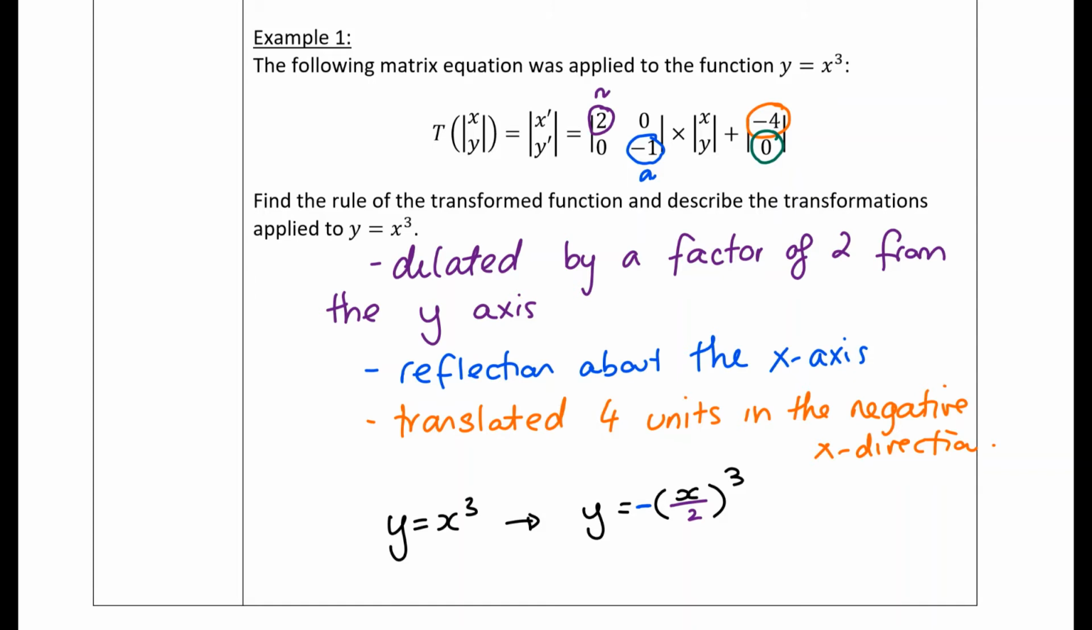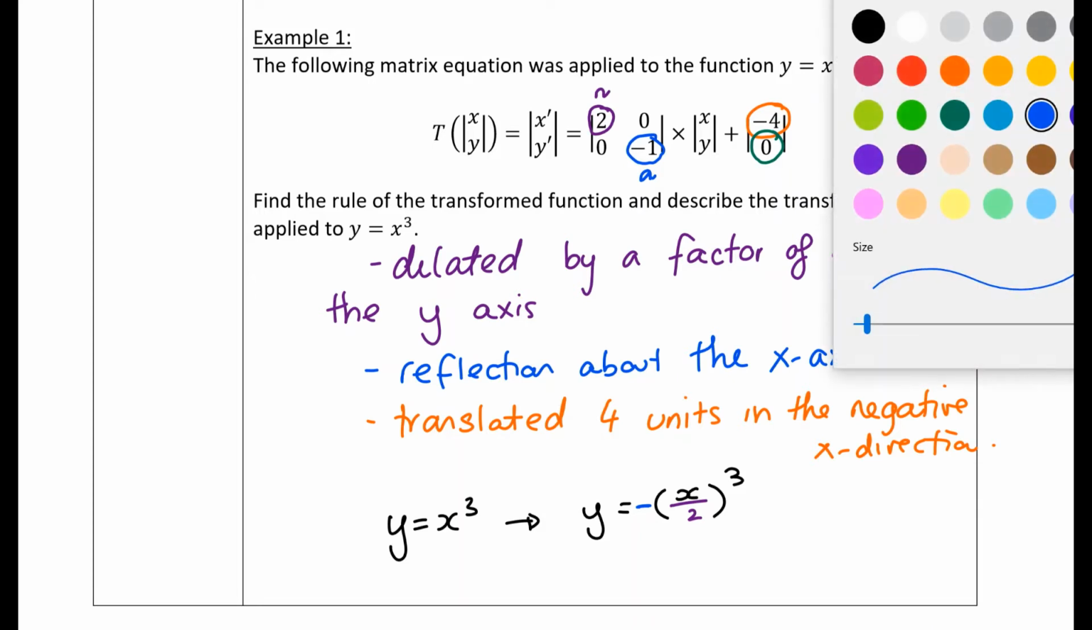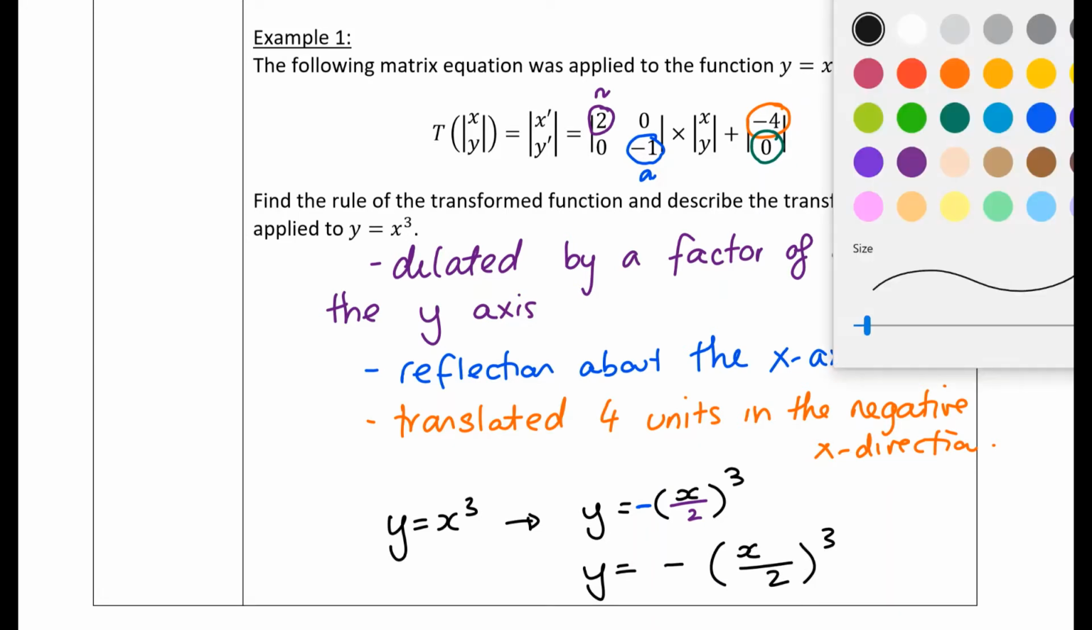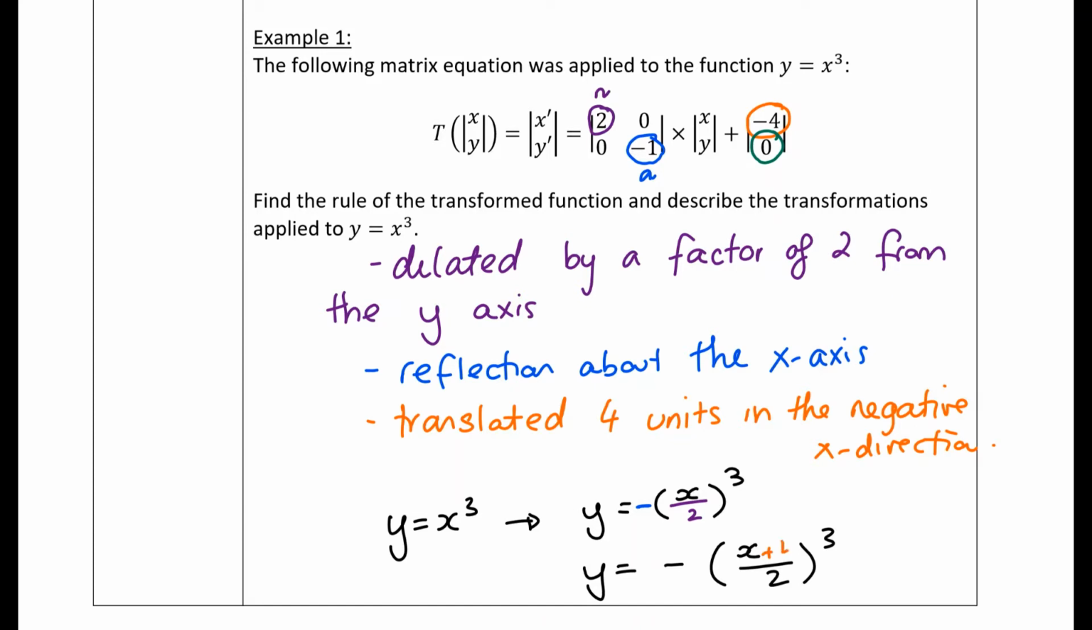And if I was translating 4 units in the negative x direction, then what I'd need to do is now put that +4 inside the brackets here. Still needs to be over 2, so I might rewrite this final step: minus x over 2 cubed, but now this has to be +4. Now, if I imagine this and I took the half out as a common factor, I'd still have a translation of 4, and that's how I know that I'm correct.